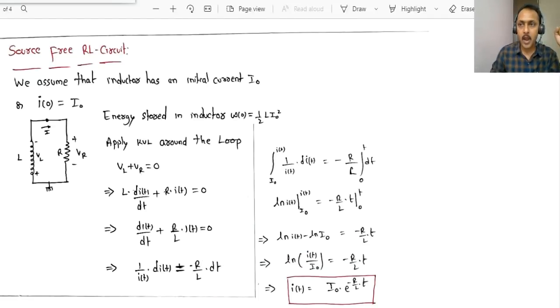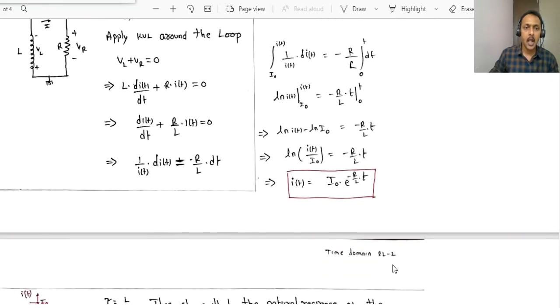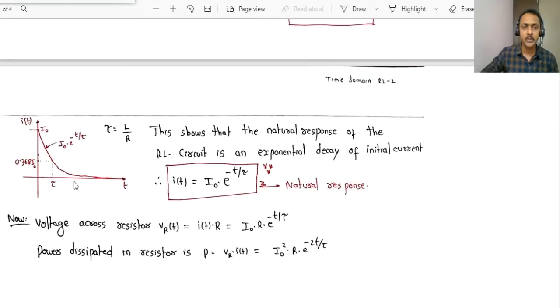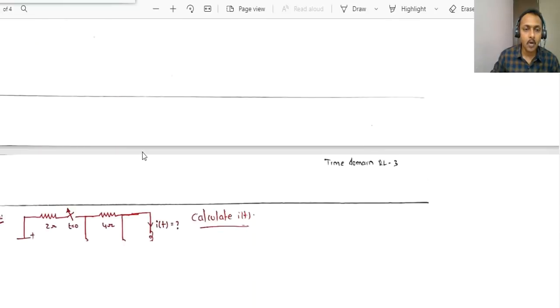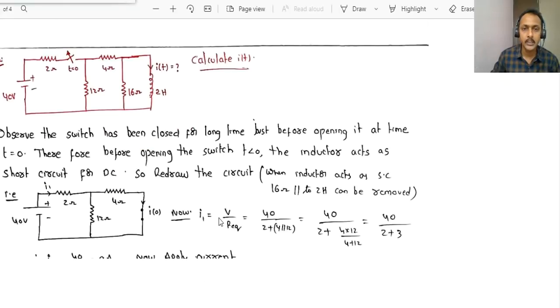In this video, we are going to discuss the source-free RL circuit. Just before watching this video, please complete a source-free RC circuit analysis. Our target is to find the response of i(t) in a given source-free RL circuit. We will find that i(t) equals I naught times e power minus R by L times t, and also we will discuss the time constant tau equals L by R, and a small example in this video.